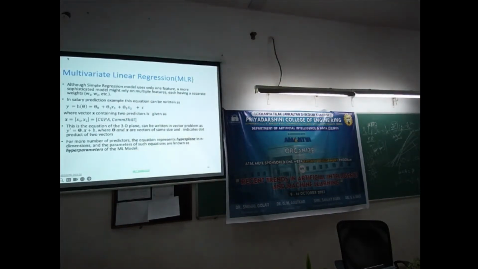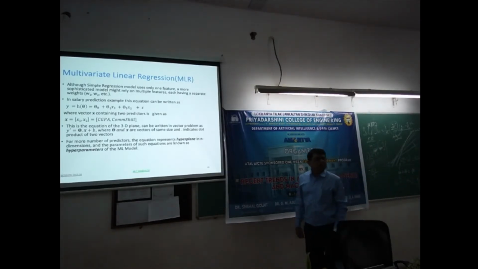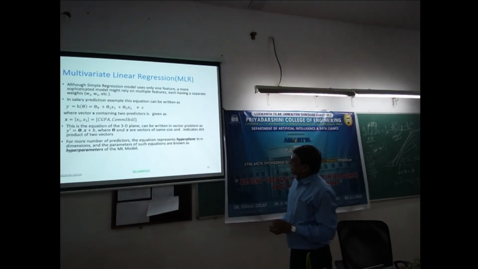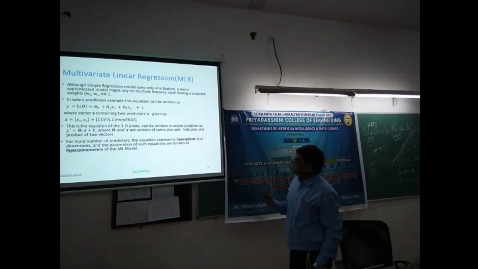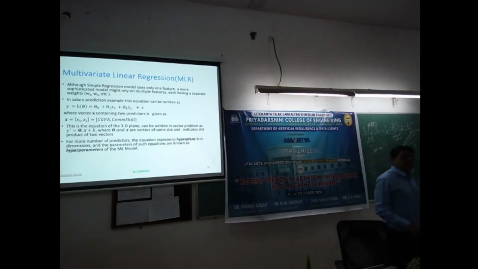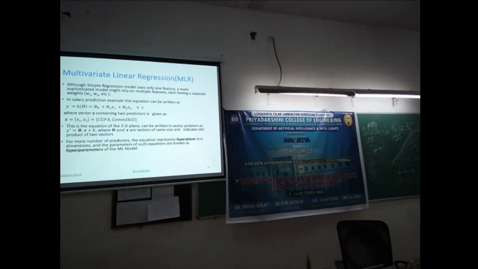Now suppose you have two predictors. Suppose you want to find the placement salary of a student, and you are having two variables, x1 and x2, which are CGPA and communication skill, and you want to predict. So basically, you can consider this to be a three-dimensional space in which there are two input variables and the third variable is the salary. On two axes you are having CGPA and communication skill, and on the third axis you are having salary.